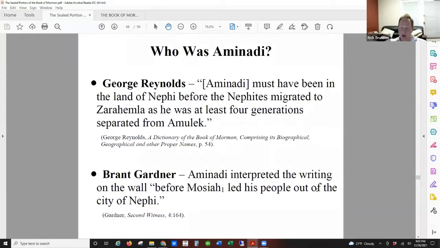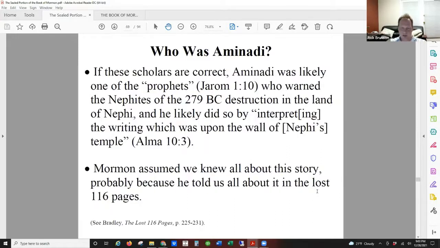That would put him right at the perfect time, 4+ generations to be located there. Brent Gardner said, Aminadi interpreted the writing on the wall before Mosiah led his people out of the city of Nephi. So it's probably a story that he interpreted this writing on the wall, and which was a warning of the destruction in the land of Nephi.